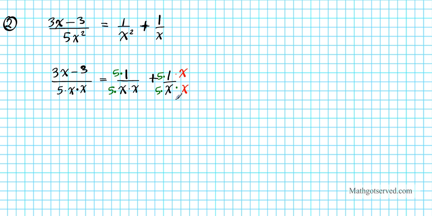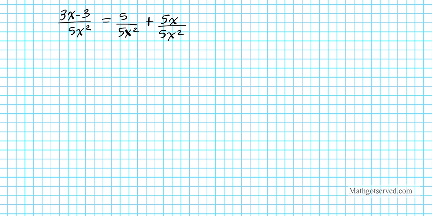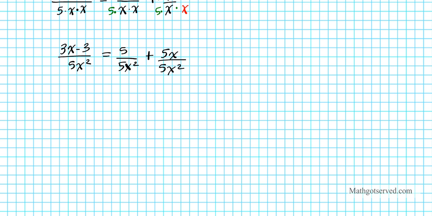Now let's see. All the denominators have exactly the same factors, so let's reassemble them. So in this case, we're going to have 3x minus 3 over 5x squared equals 5 over 5x squared plus 5x over 5x squared. Okay? Alright, now let's go ahead and eliminate the denominators since they're all common. To do that, we'll multiply by the LCD, which is 5x squared. So multiply this by 5x squared, multiply this by 5x squared, and then multiply this by 5x squared.